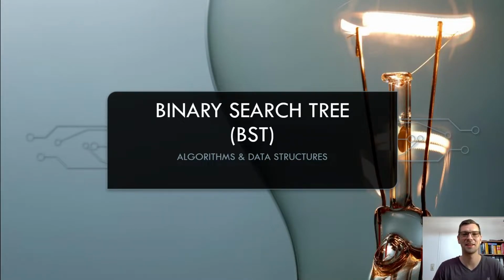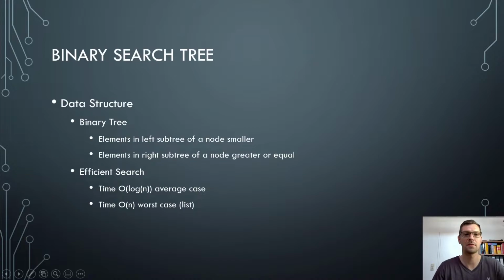Hi and welcome again. Today we are talking about binary search trees. Well, a binary search tree is a data structure that is based on a binary tree. But we have some conditions on the nodes, and we say that our left subtree is always smaller than the actual node, and the right subtree is always greater or equal than the actual node. And what that means we will see later in a nice example.